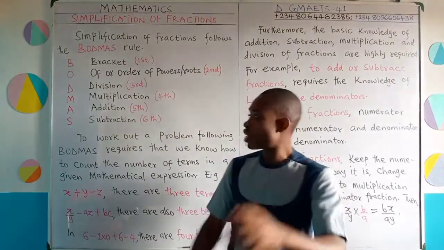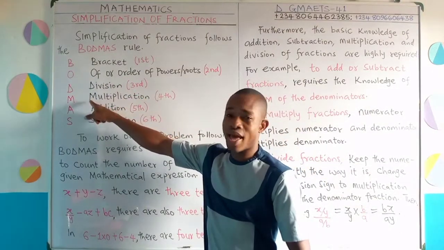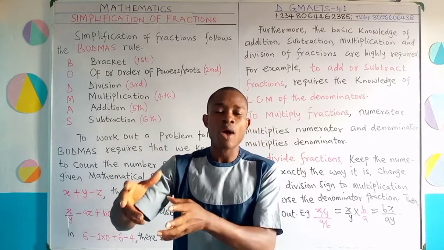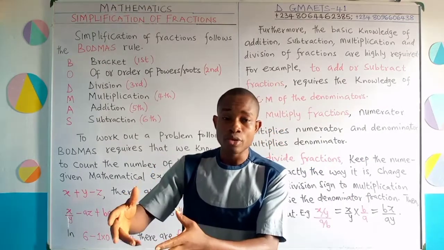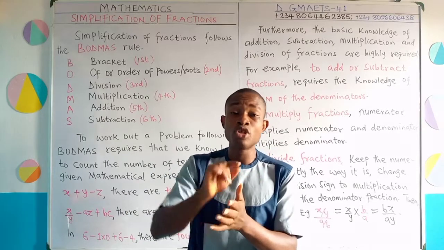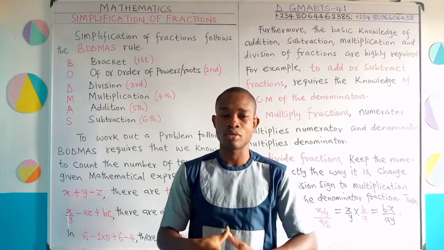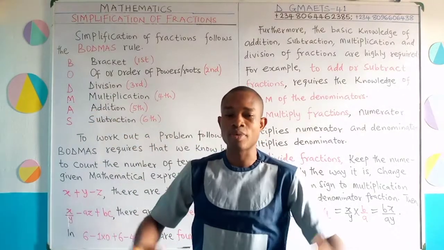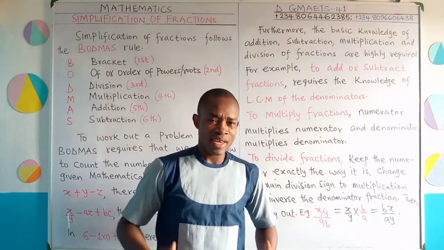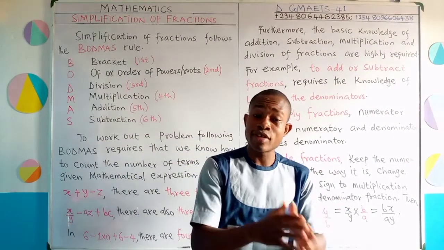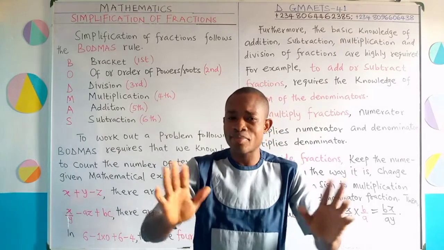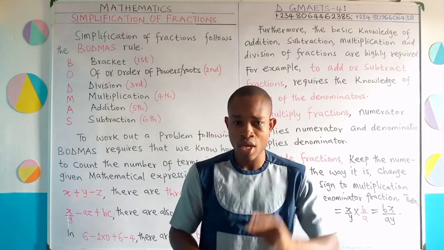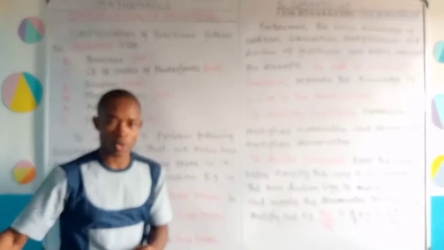Please, I would like to quickly talk about this O. Because O, which is of, or order of powers or order of roots, when we are solving problems on it, we usually translate it to multiplication. But does it mean that this O is just normal multiplication? Well, it is true that we usually translate it to multiplication when solving problems. But if you just take it as multiplication, you may land yourself into serious trouble when some problems are given to you. I have this example I am going to consider quickly.